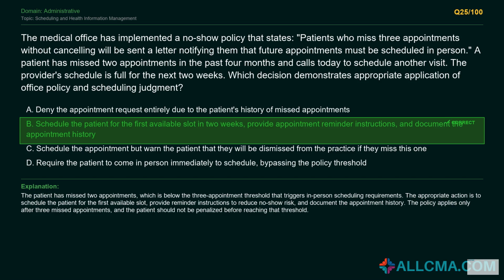The correct answer is B. The patient has missed 2 appointments, which is below the 3-appointment threshold that triggers in-person scheduling requirements. The appropriate action is to schedule the patient for the first available slot, provide reminder instructions to reduce no-show risk, and document the appointment history. The policy applies only after 3 missed appointments, and the patient should not be penalized before reaching that threshold.